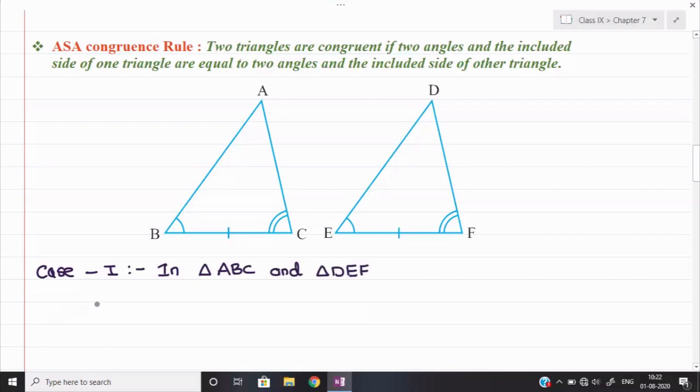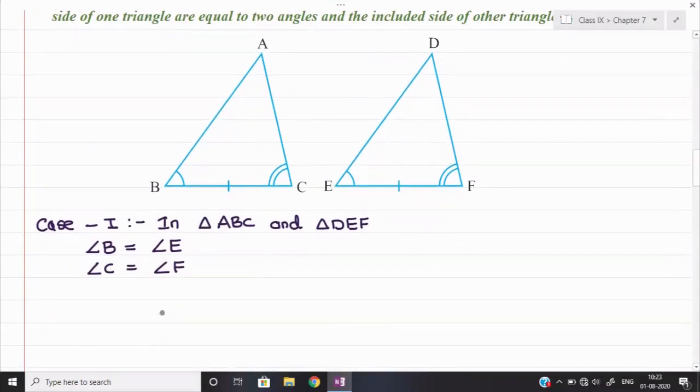Now see, first of all look at the figure. Angle B is given equal to angle E. So we can say that angle B is equal to angle E, because here one equal mark and here also one equal mark is given. So one corresponding pair of angles is given equal. Similarly, observe angle C is equal to angle F, because double marks are given. So angle C and angle F are equal.